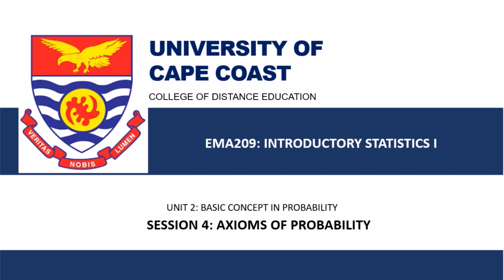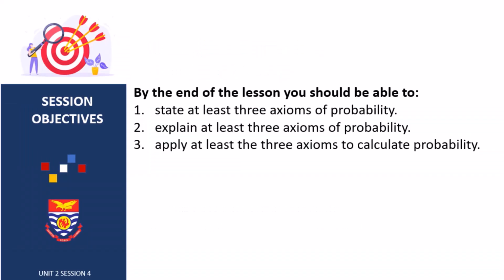Unit 2, Section 4. Axioms of Probability. By the end of this session, we should be able to state at least 3 axioms of probability, explain at least 3 of them, and apply at least the 3 axioms to calculate probability. Let's set the ball rolling.